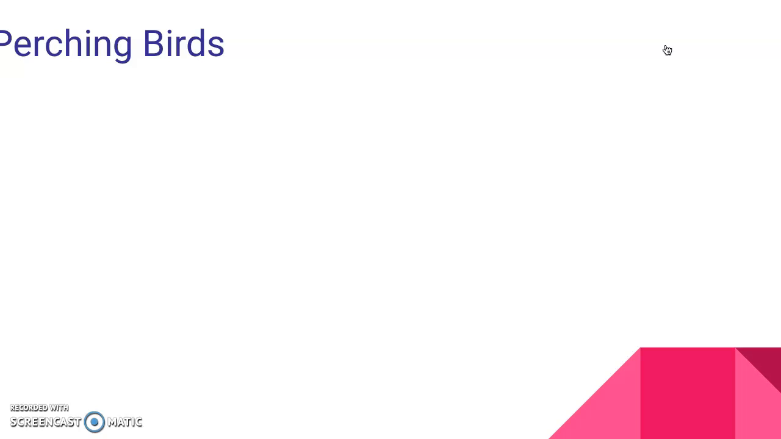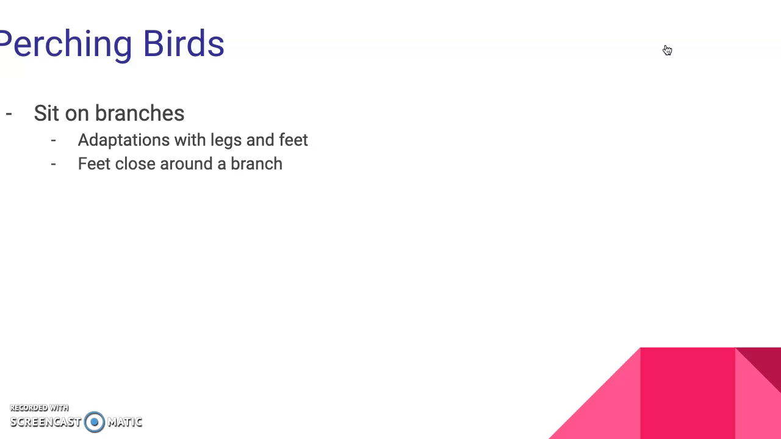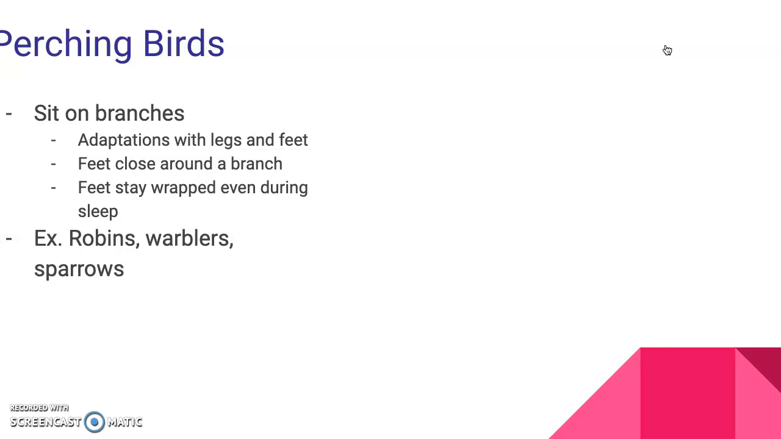Next we have perching birds. They are categorized here because they sit on branches because of their adaptations with their legs and their feet. They are able to close their feet around the branch and stay wrapped there even while they're sleeping. So you know how we might be holding on to something and we fall asleep and then we drop it? Well, these guys don't ever let go, even while they're asleep.